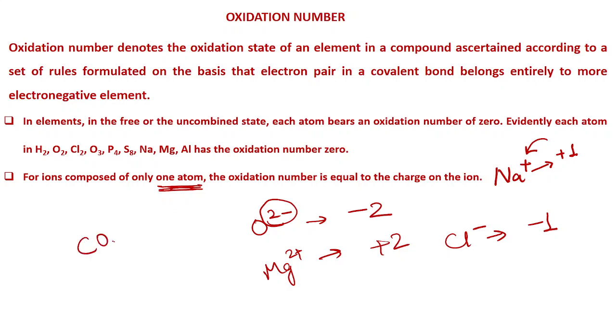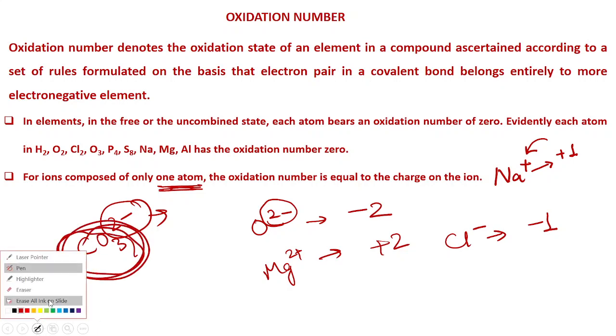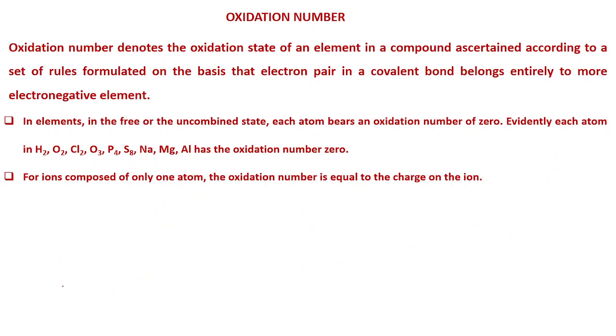Now you cannot say that in the case of CO3 2-, the 2- is the oxidation number, because here this is a group of atoms. More than one atom is present in this case. So for ions composed of only one atom, the oxidation number will be equal to the charge on the ion.